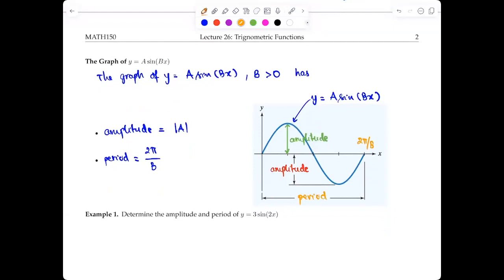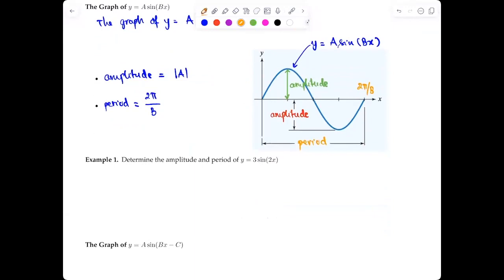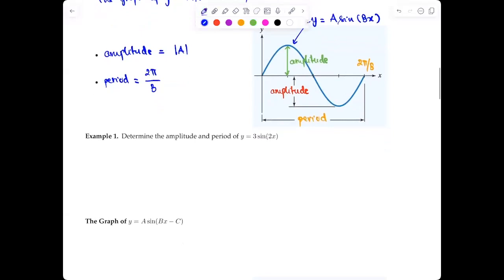Okay, so let's work with one example here to try to understand the theory of the sine function. You are given this function y equal to 3 times sine of 2x, and you identify the amplitude and the period of this function. Alright, so the amplitude in this case, by definition, is the absolute value of the number in front of sine. So in this case, it's the absolute value of 3, which is just equal to 3. So the amplitude is equal to 3.